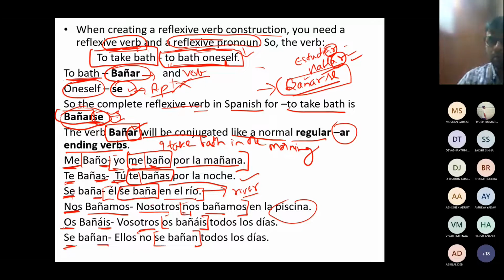Another important thing is, if you are asked to translate these type of sentences, then please use the normal verb form which exists in English, that is to take bath. Here I have used to bath oneself. So it does not mean you translate this sentence into English in this pattern. I mean to say, do not say I bath myself in the morning. No, that does not make sense in English. So in English you use the way you are using. So I take bath in the morning. He takes bath at night. You take bath in the river. Like that you can do.